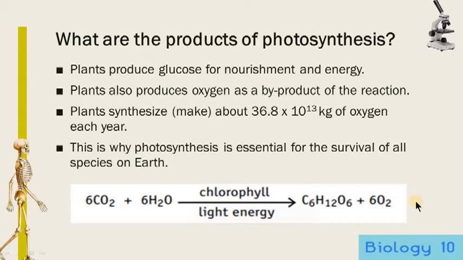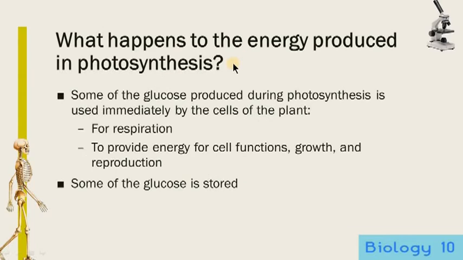Here is a symbol equation showing the same reaction, but this time showing exactly how many molecules of every element are involved. In order to produce 1 molecule of glucose, 6 molecules of carbon dioxide and 6 molecules of water are needed. When the glucose is made, 6 molecules of oxygen are released. So what happens to all of the energy produced?